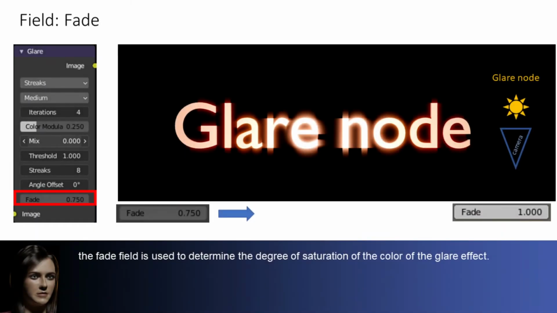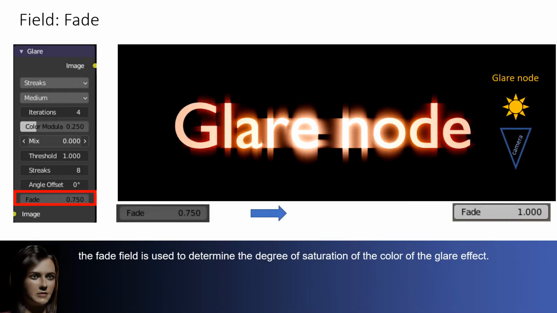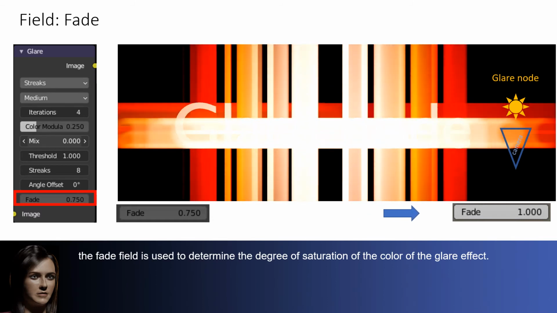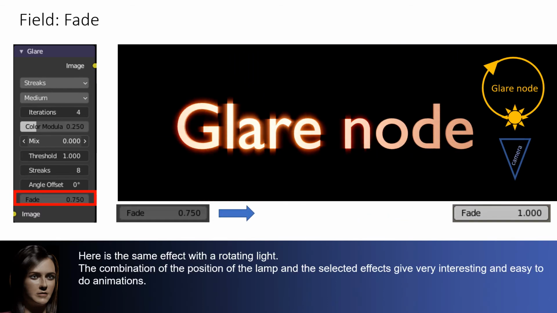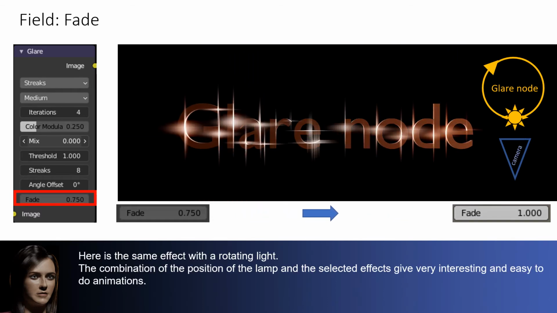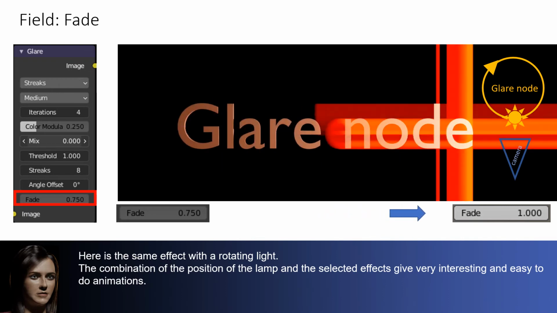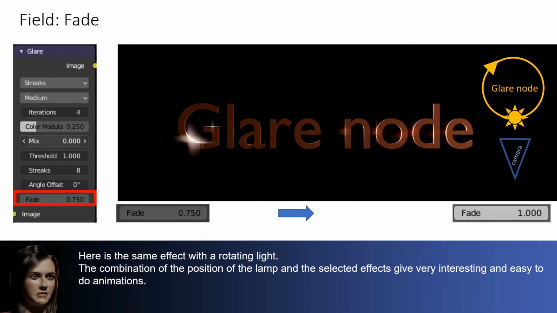The fade field is used to determine the degree of saturation of the color of the glare effect. Here is the same effect with a rotating light. The combination of the position of the lamp and the selected effects gives very interesting and easy to do animations.